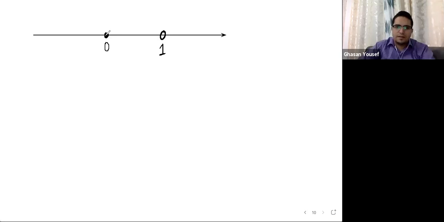Now pick any number less than 0. Pick any number less than 0.